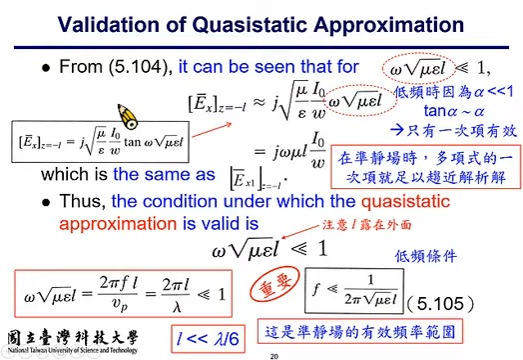So if you substitute 2 pi as a 6, you will end up with the condition that if the size of your component, if the size of the structure is much smaller than 1/6 of a wavelength, then you can say that it's a valid condition for quasi-steady approximation.